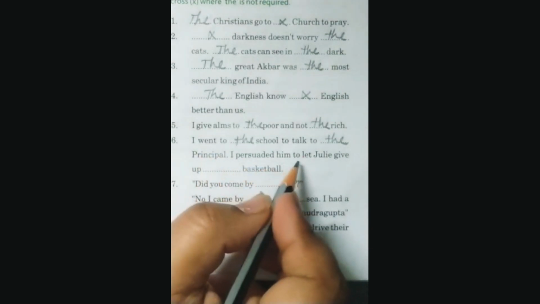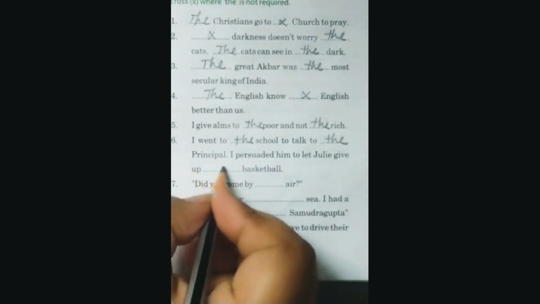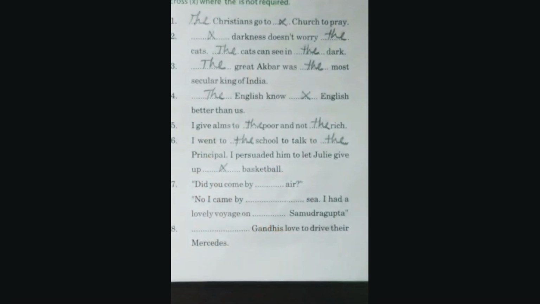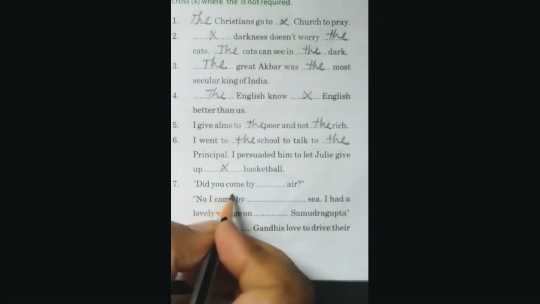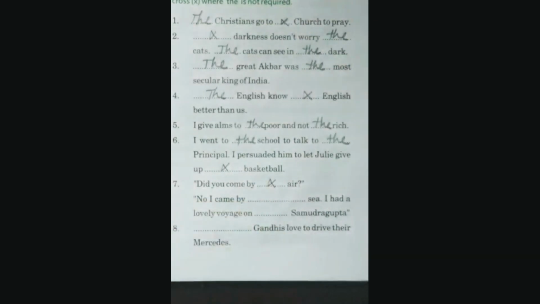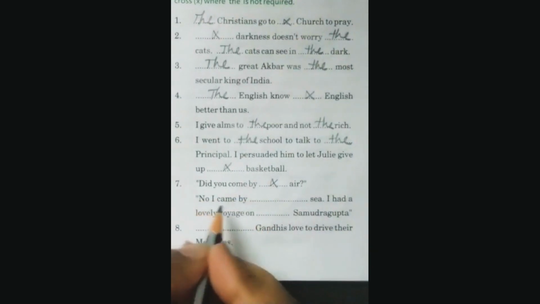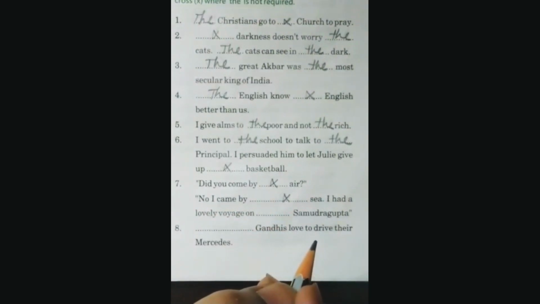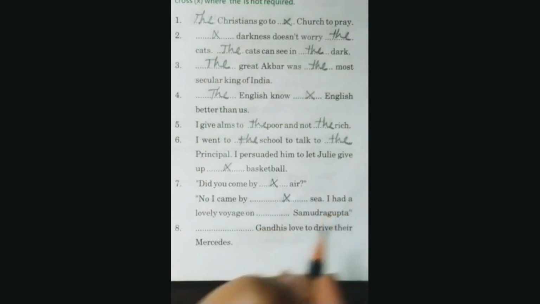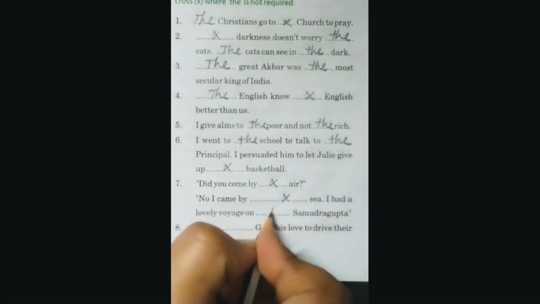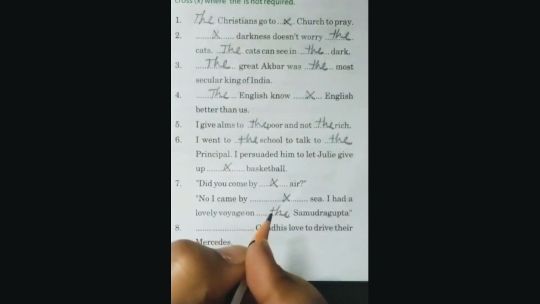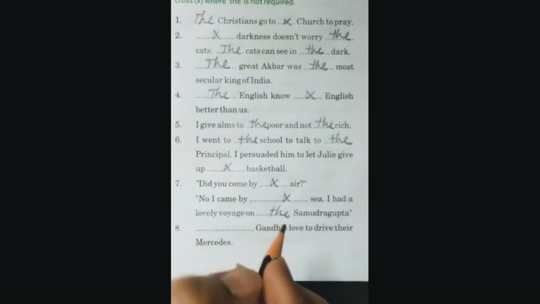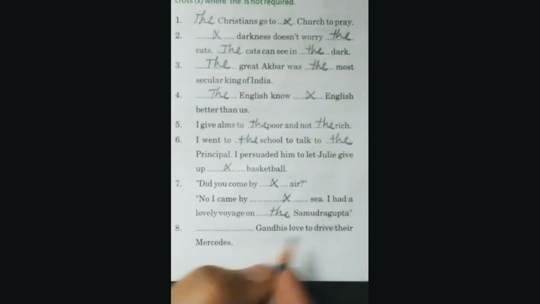I persuaded him to let Julie give up basketball. Sports, we don't use an article. Did you come by cross air? No, I came by sea. We don't use 'the' before these terms. I had a lovely voyage on the Samudragupt. Samudragupt is the name of a ship here. That is why we use 'the' here.